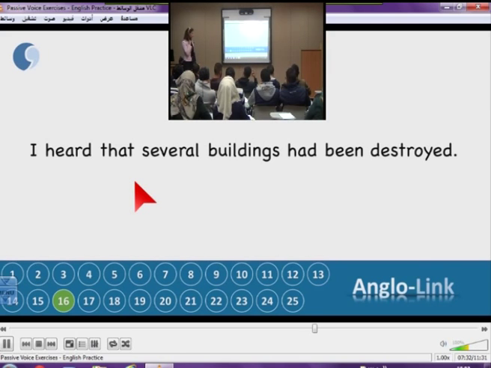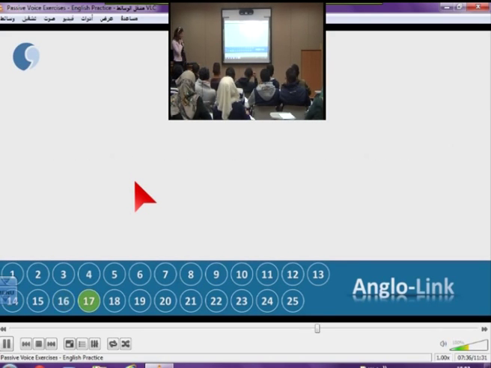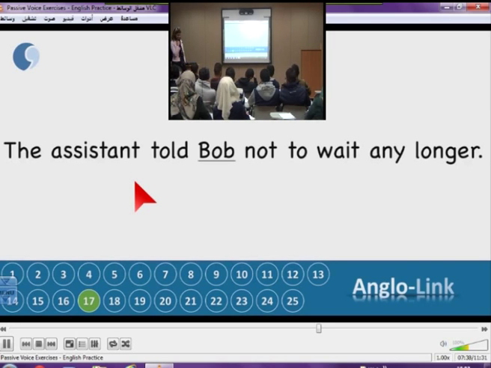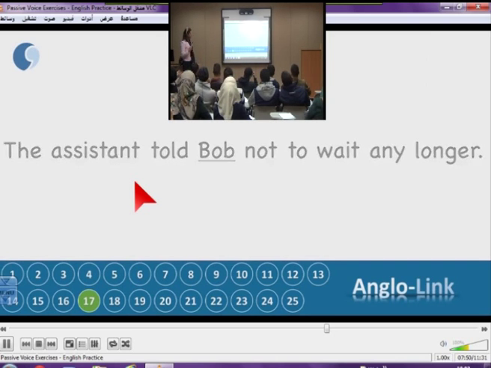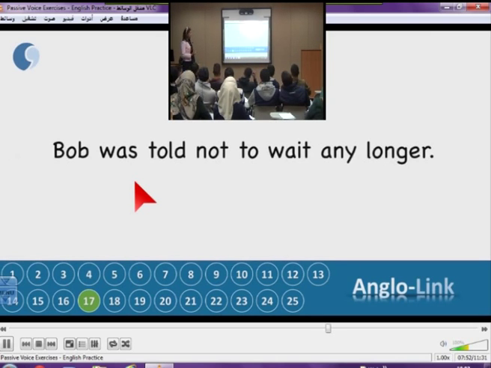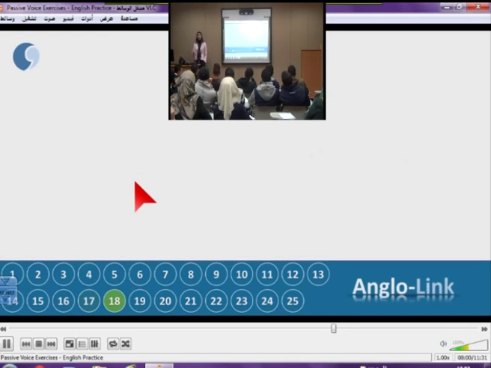If we go to number 17. The assistant told Bob not to wait any longer. Assistant, some helper, the helper. So we're going to use Bob because Bob was the object at the beginning. Bob was told not to wait any longer. Yeah, it is negative because the original sentence was a negative one, okay? So if it's negative, you keep it negative.